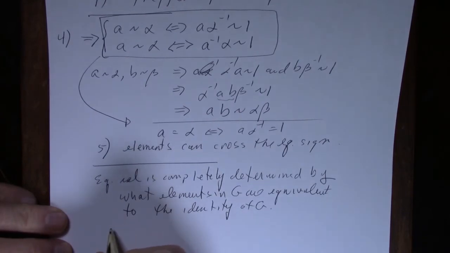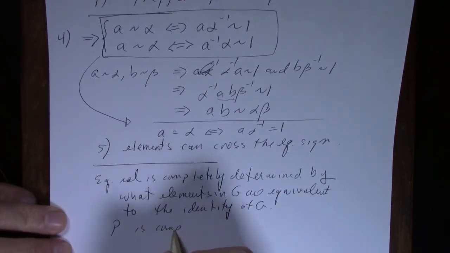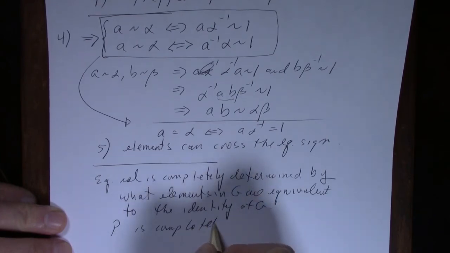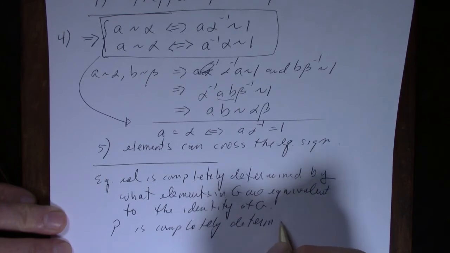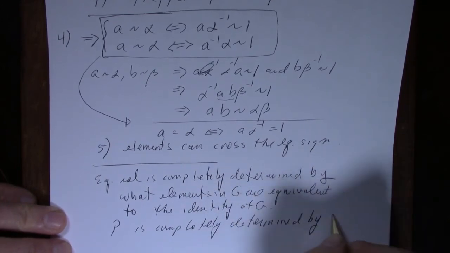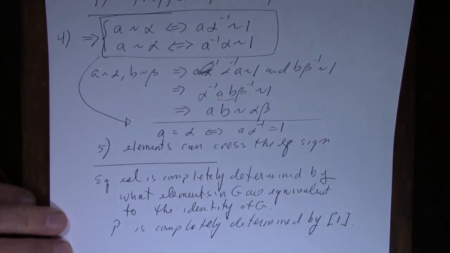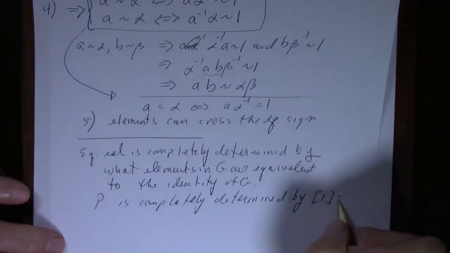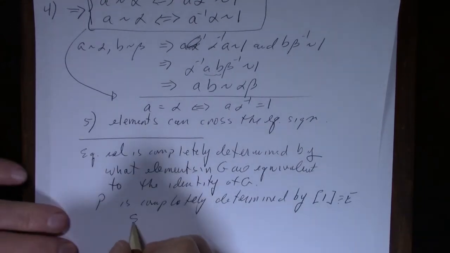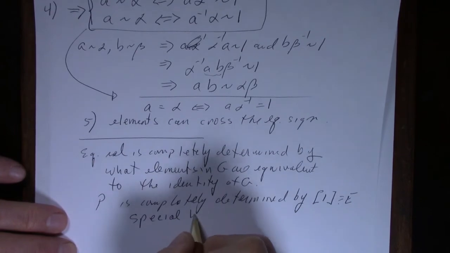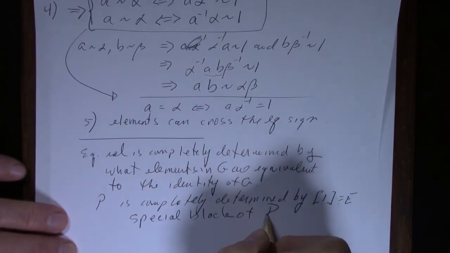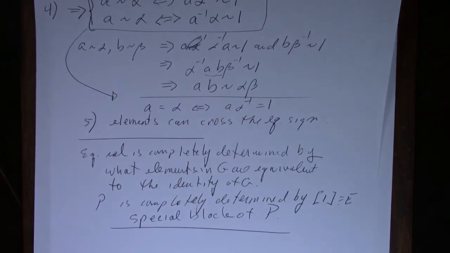In terms of the partition, P is completely determined by the block that contains 1, which I think I'll denote by E, and I'm going to call this the special block of P. It's kind of obviously special anyway because if you look at the partition of a group, 1, the identity, is sort of a special element, and it's in one and only one block, so that's the special block.